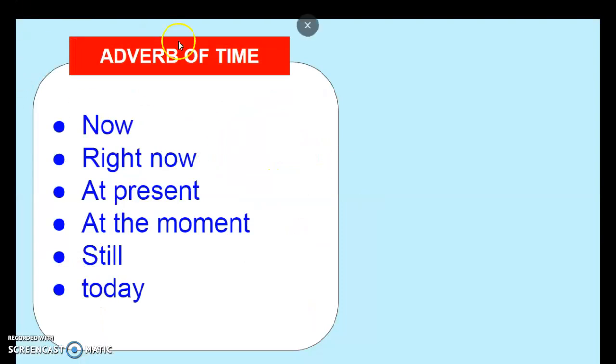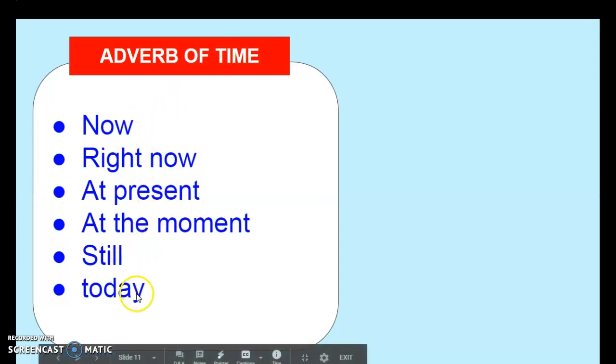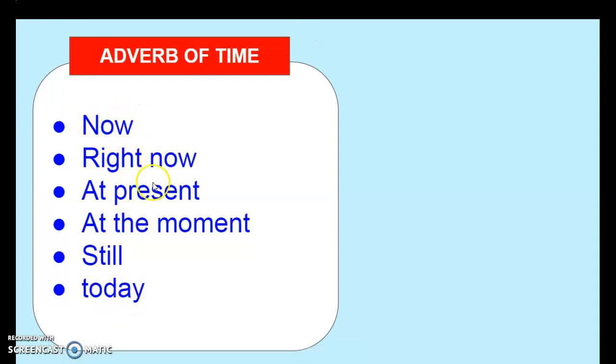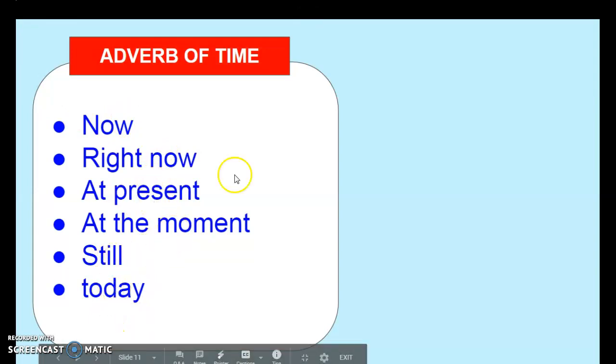Okay, next. Alright guys, for adverb of time, kata keterangan waktu untuk bentuk present continuous ini adalah now, right now, at present, at the moment, still, today. Artinya sekarang, masih, hari ini gitu ya.